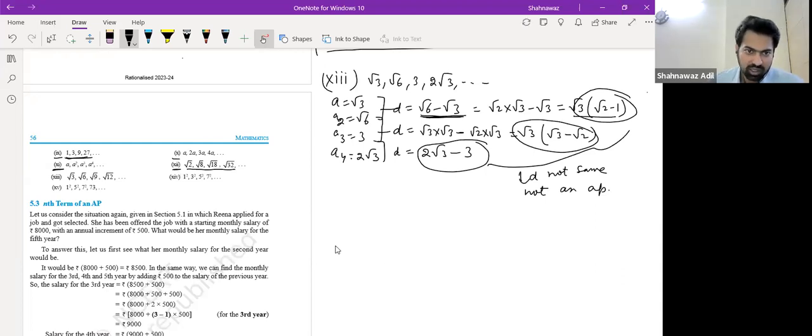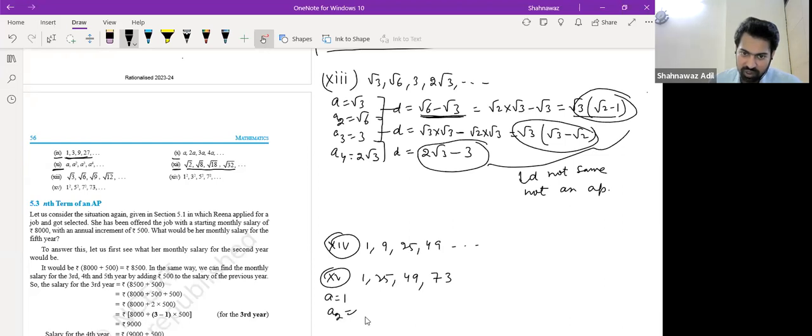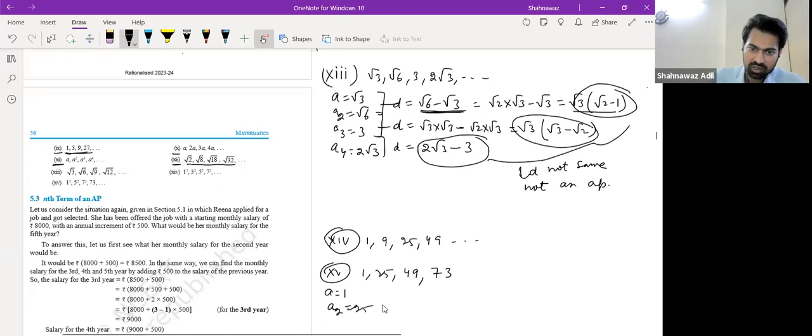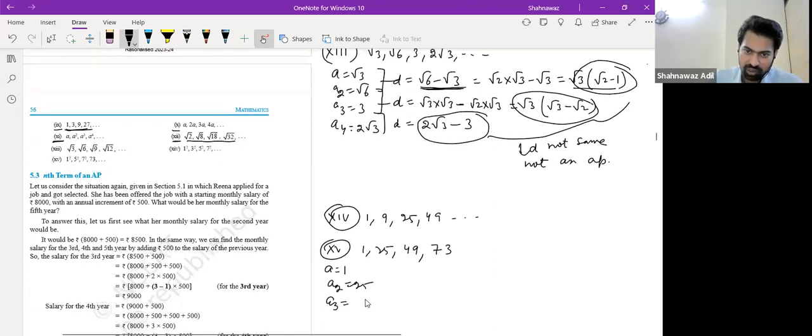Okay, similarly, the 14th question, which is 1, 9, 25, and 49. And this question also, 15: 1, 25, 49, and 73. Okay, so we have to check this one. So A1 is 1, A2 is 25, and A3 is 49, and A4 is 73.